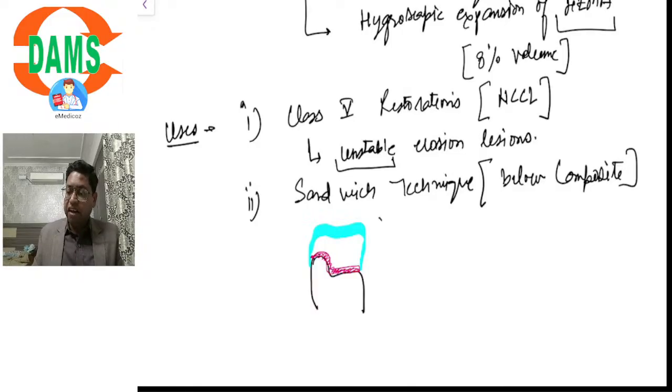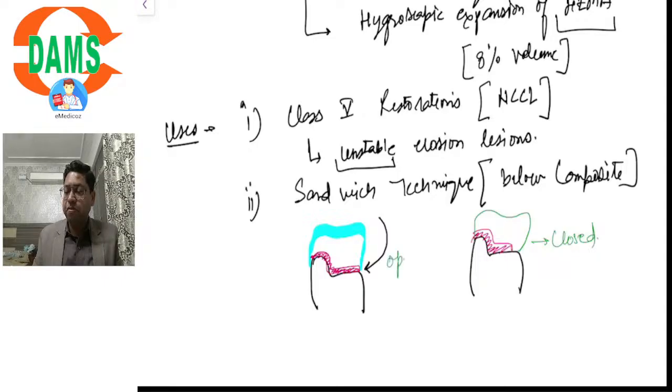If this RMGIC is communicating with the oral cavity, it is an example of open sandwich. If we do a restoration like this, with RMGIC surrounded all over by the composite, then this is an example of closed sandwich. This is open sandwich. But application of RMGIC as a base below the composite is known as sandwich technique of restoration.